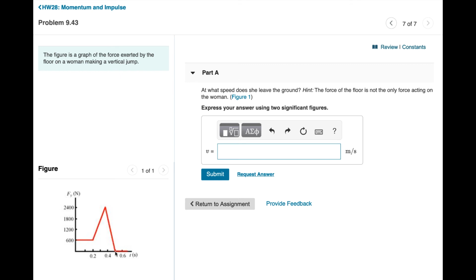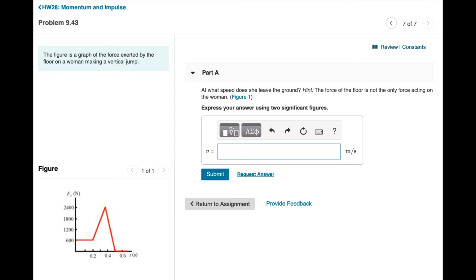I can tell that she leaves the floor at this point, because this graph is not a graph of the net force. It's a graph of the force that the floor exerts on her. And right there at 0.5 is where the force that the floor exerts on her becomes negative. Now, working out the impulse here is quite tricky, because there's more than one force acting. There's the force of the floor pointing upward on her, and the negative force of gravity pulling downward on her.